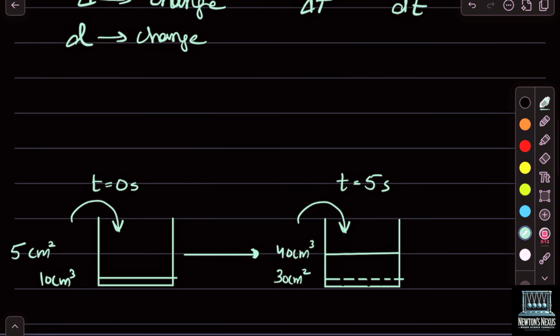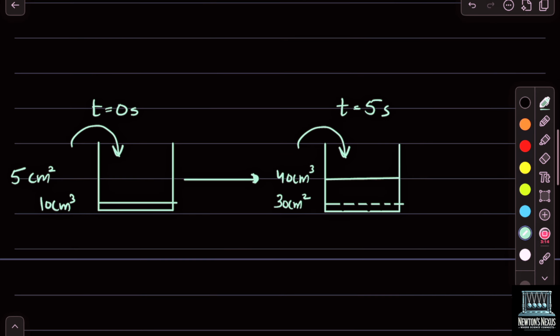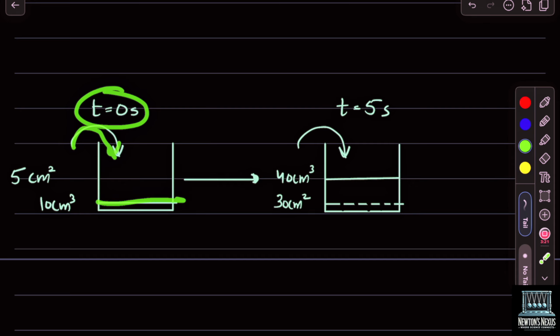Well, now let's take a look at this example. We are pouring a liquid from time 0 seconds, and the initial volume of the liquid is 10 centimeter cube, with an initial area of 5 centimeter cube. Now when we pour the liquid up to 5 seconds, we can see that our volume rises to 40 centimeter cube and our area rises to 30 centimeter cube.